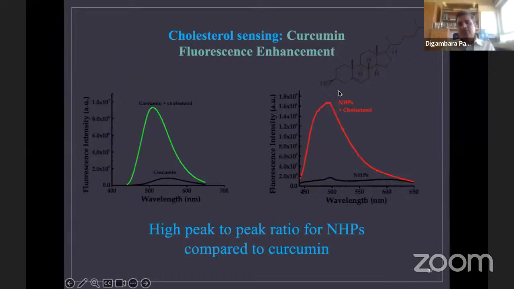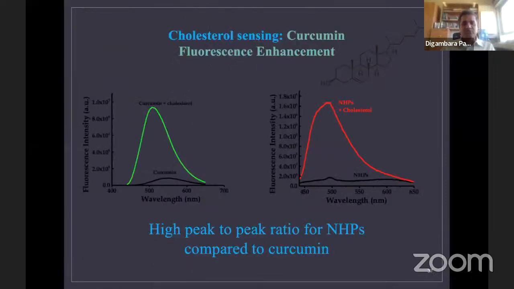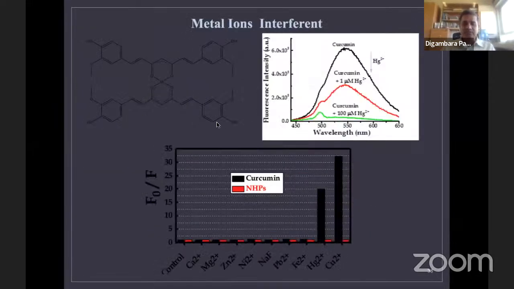But if you add curcumin-based nanohybrid particle, still you have an enhancement. But this enhancement is much higher than in the presence of curcumin. Okay, this sensing part is okay, but what is most important is if you look at the selectivity, curcumin fluorescence is quenched by mercury and copper metal ion. But if you take our nanohybrid particles, where also we measure the fluorescence of curcumin, these nanohybrid particle signal is not affected by all the metal ions. That means we improve the selectivity.